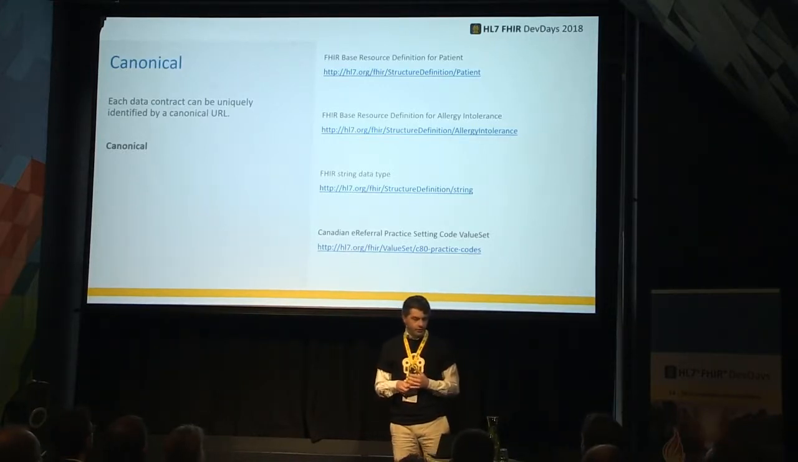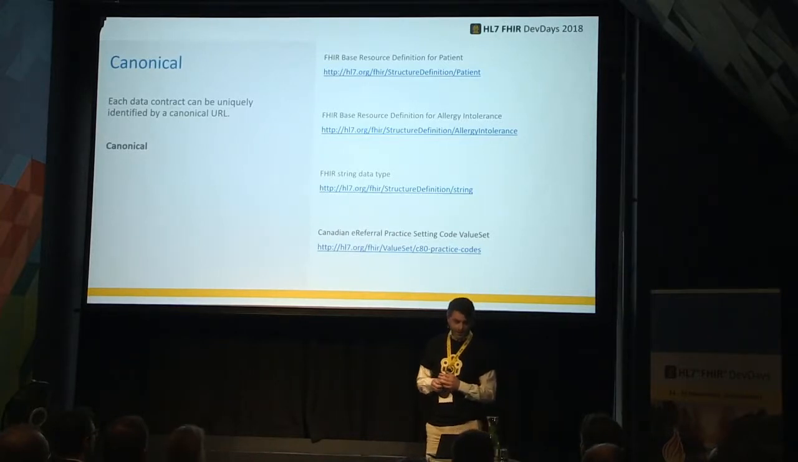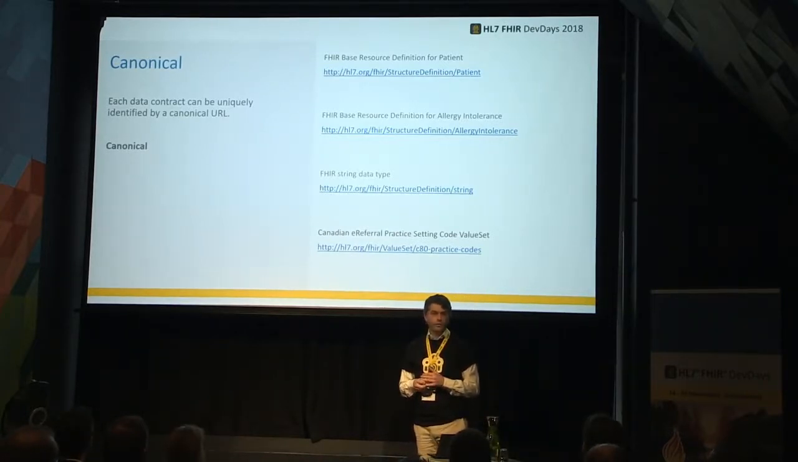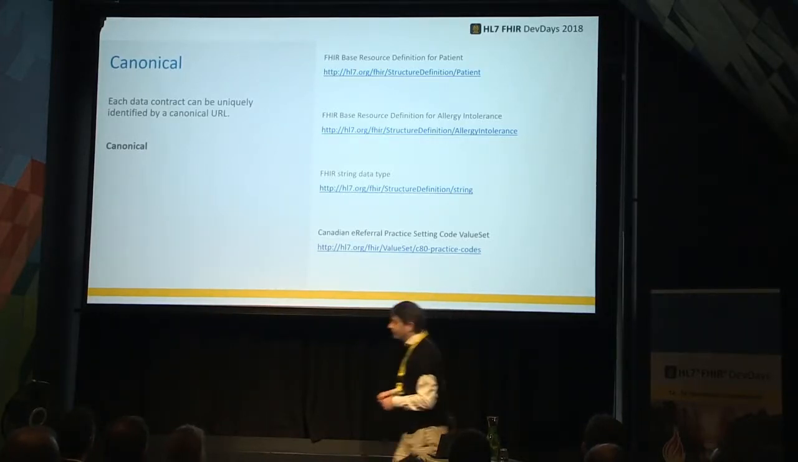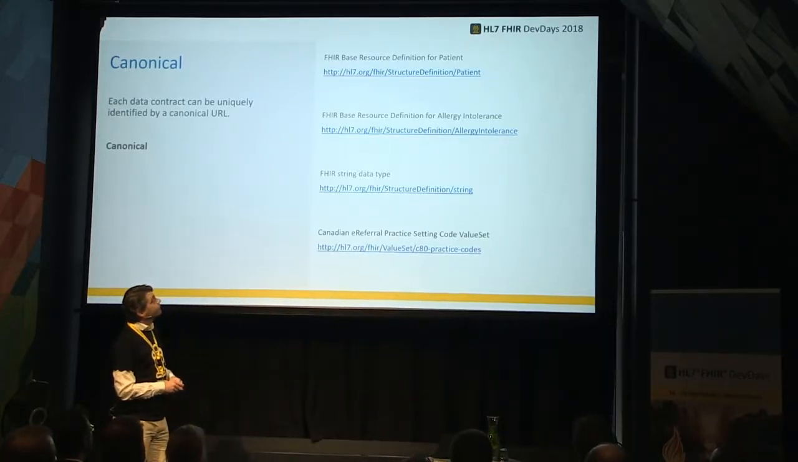And that's what we call in FHIR STU3 a canonical URL. It is actually a URI, and in R4, we are going to call it a canonical because it's going to be its own data type. And here on the left, you see some examples of canonical resources from the FHIR core specification. One of patient, allergy intolerance, one of the data type string, and one of a value set.